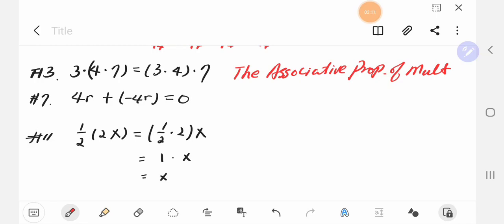Okay, number 7. Adding 2 addends, it became 0. So this is addition, adding 2 numbers with different signs. So this is the inverse property of addition. One is 4r, and this one is negative 4r. They are opposite each other. So when you are adding 2 numbers opposite each other, we call it the inverse property of addition.